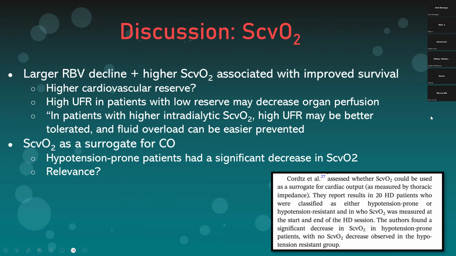And then finally, in terms of the discussion, we're getting through this quite quickly, aren't we? The larger relative blood volume decline and the highest central venous oxygen saturation levels were the most associated with improved survival. And they had a couple of theories. I guess if you're able to pull off more fluid and retain higher venous oxygen levels, probably that implies you've got a higher cardiovascular reserve, you're more tolerant.